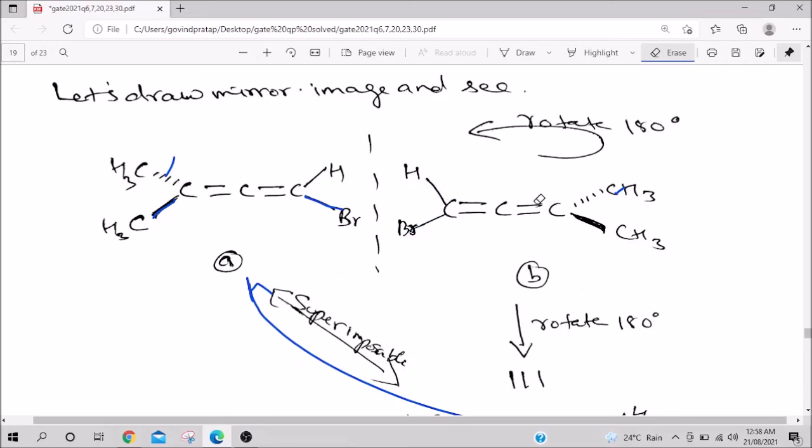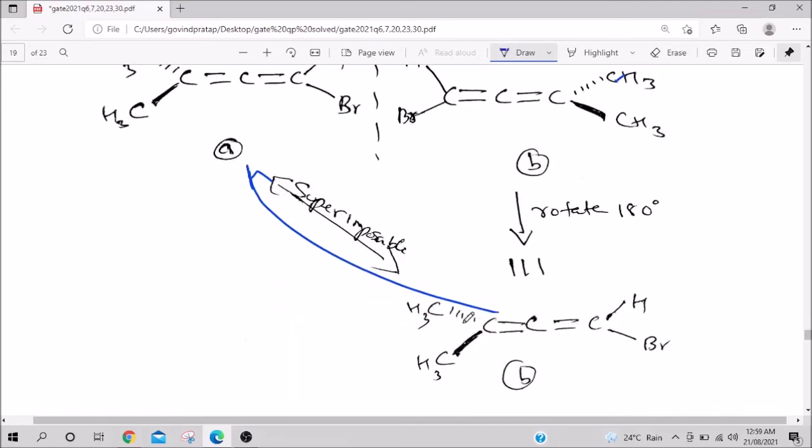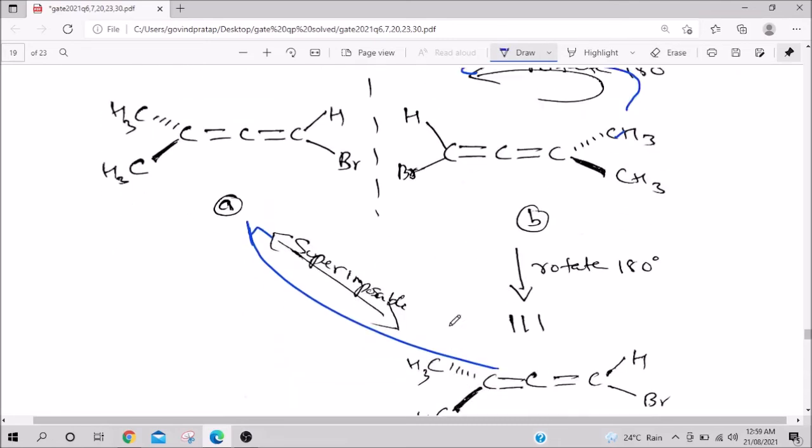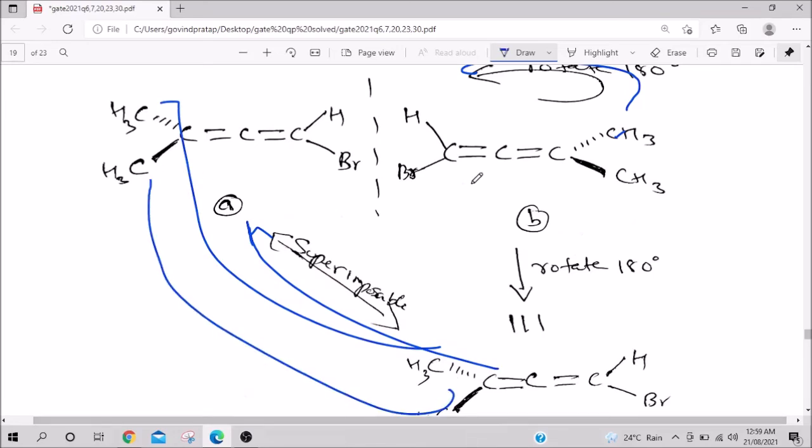Now what I want to see is whether they are superimposable or not. I have drawn the mirror image. If they are superimposable, then they are the same. So I am rotating it by 180 degrees, and again CH3 came here. So this CH3 sits on this, this CH3 sits on this, it's superimposable.